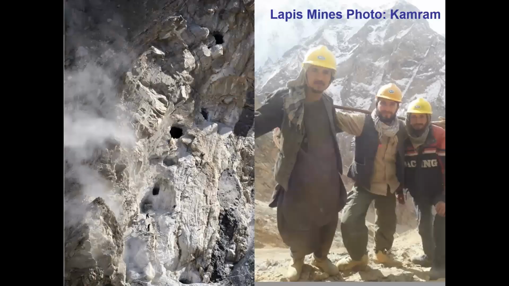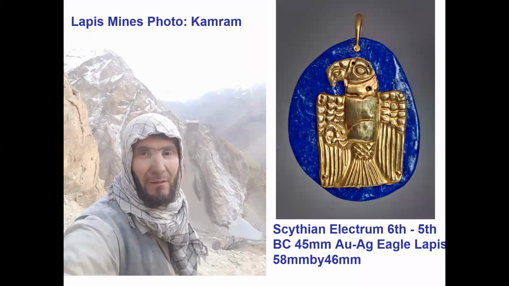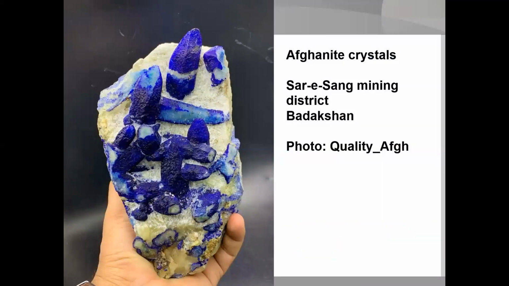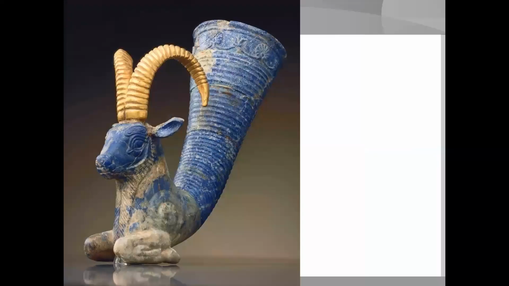Okay, here are miners. You can see the mountain to the left with the miners down to the left. Of course, mining is always a very dangerous activity. And the spotted lapis to the right, and a miner full of dust in a cold area. Here is a Scythian electrum with lapis. And here's a beautiful afghanite. I got this picture recently from Quality Afghan. It's a beautiful, big specimen. Some jewelry, some old historical objects, here to drink out of, this ancient.